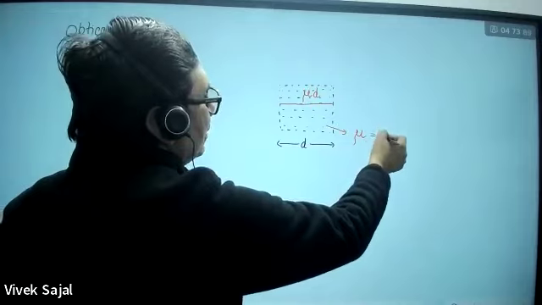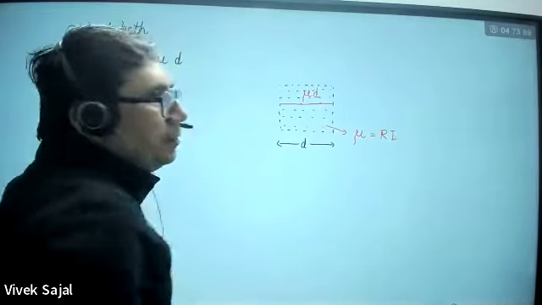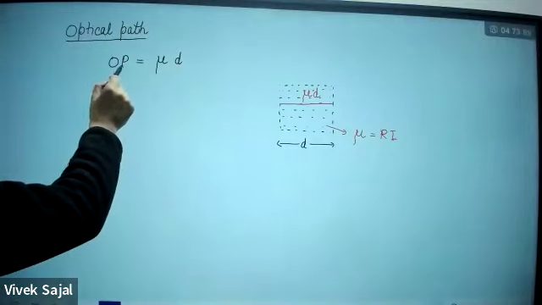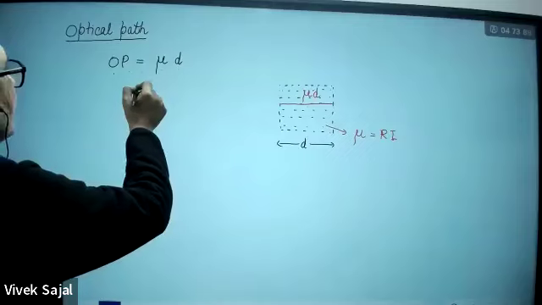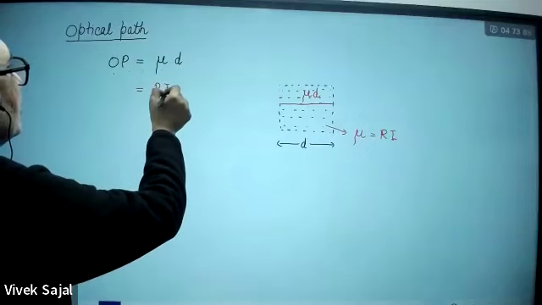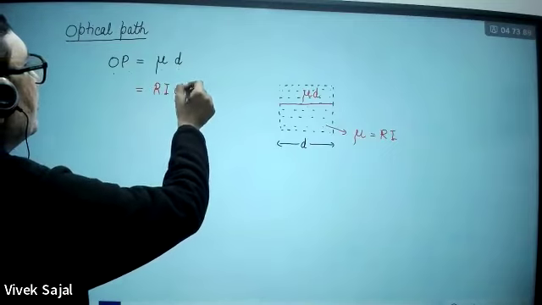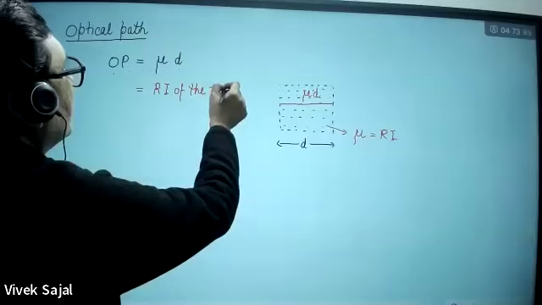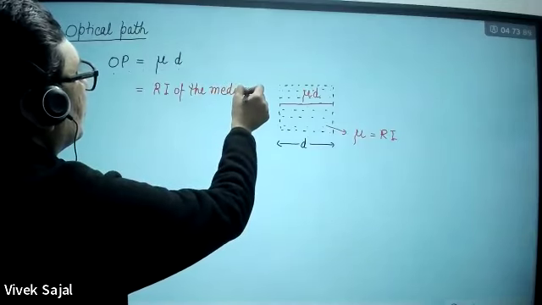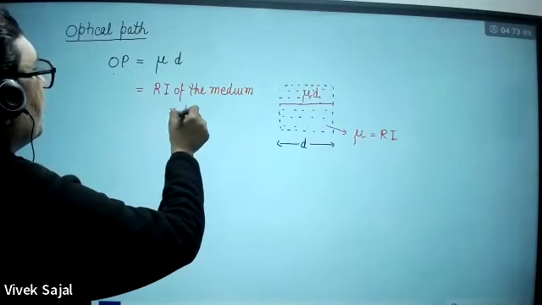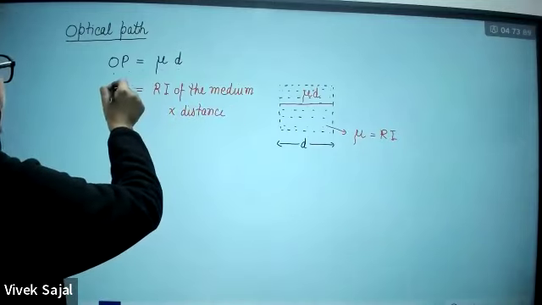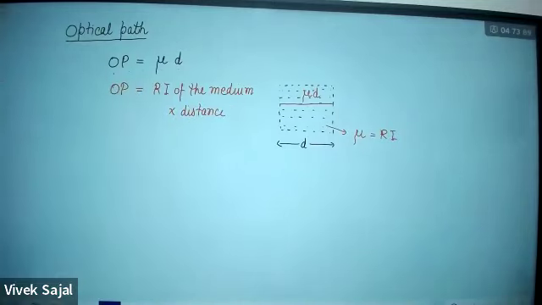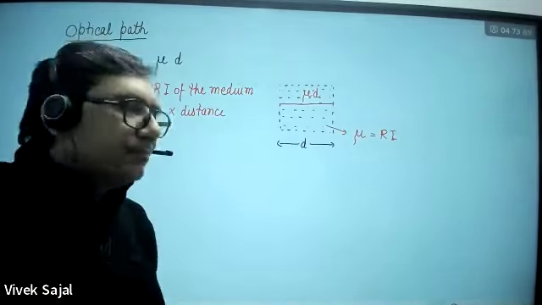What is mu? Mu is the refractive index of the medium. So what is optical path? Optical path is equal to mu into d. This is the refractive index of the medium multiplied by distance. This is the optical path. So optical path is mu into d.